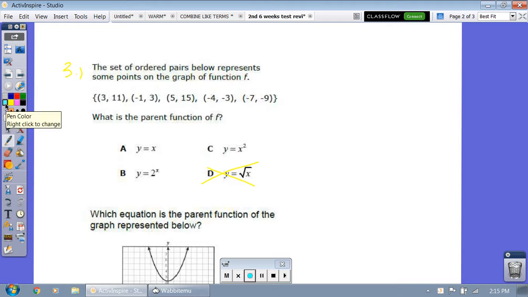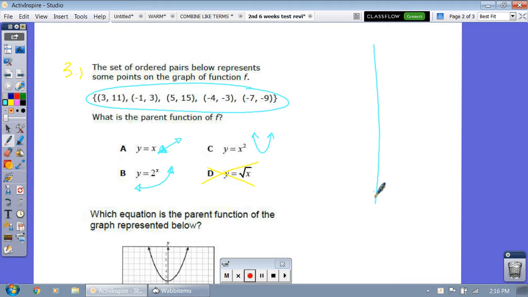Well, if I remember, y equals x, that's a straight line. Y equals x squared, that's the quadratic. And then y equals 2 to the x, that's the exponential. That's the one that looks like this. So we have to figure out which one of these parents belong to this here. Well, let's graph this. Let's go over here and let's draw us an x and y axis. Here's x, here's y.